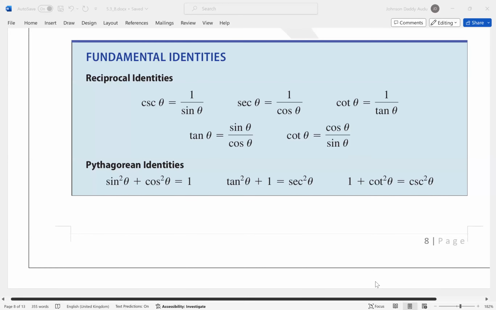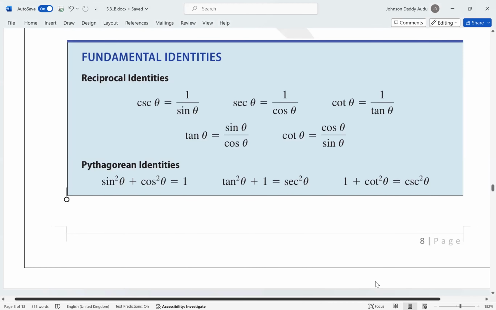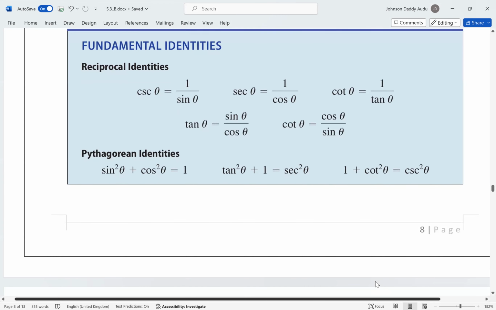All right, so let's talk about some fundamental identities of trig. Here we already know this one, that these are the reciprocal identities. If you have cosec theta, it's just 1 over sine theta. Sec theta is 1 over cos theta. Cot theta is 1 over tan theta, right? And tan theta is sine theta over cosine theta. And cot theta is cosine theta over sine theta.